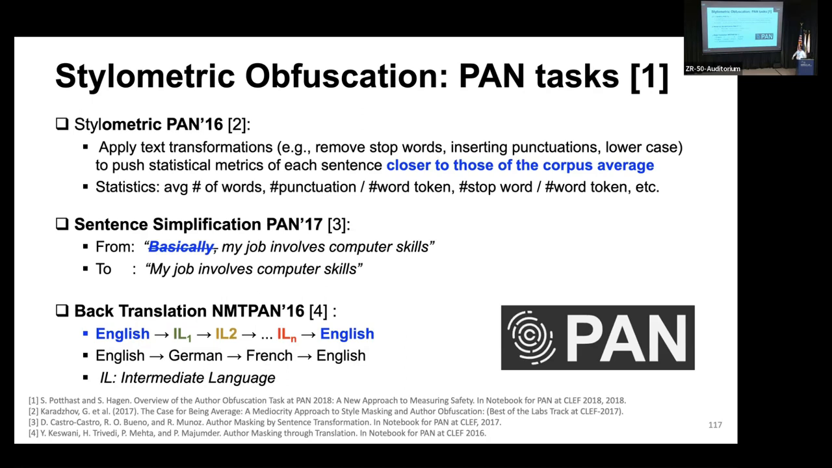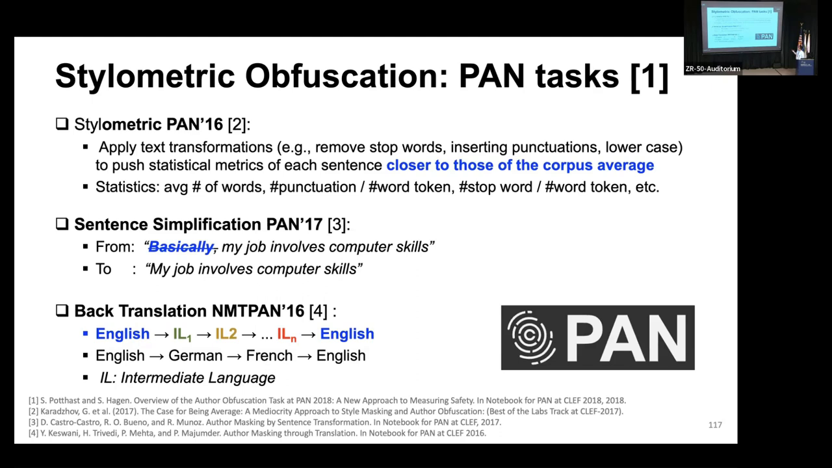In Penn communities 2016, they apply text transformations. For example, remove stop words, insert punctuation, lowercase, uppercase. The goal is to push the statistical metrics of each sentence closer to those of the corpus average. So here they use a lot of statistics numbers, for example, the average number of words, punctuations, the number of word tokens, number of stop words, etc.